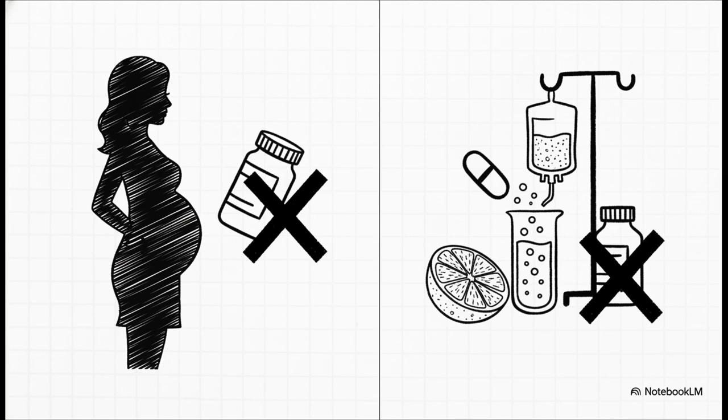First off, itraconazole capsules require a highly acidic environment to absorb properly, so absolutely no PPIs, no H2 blockers, and no antacids. Second, don't just pick fluconazole because it's a common antifungal. It has poor activity against blastomycosis. And finally, the biggest trap of all, pregnancy. All azoles are teratogenic. If you have a pregnant patient with blastomycosis, lipid amphotericin B is literally your only option.